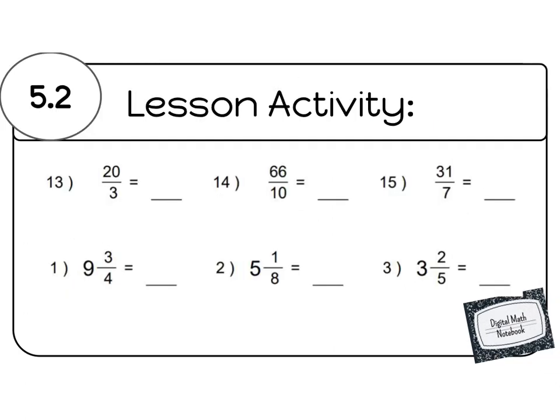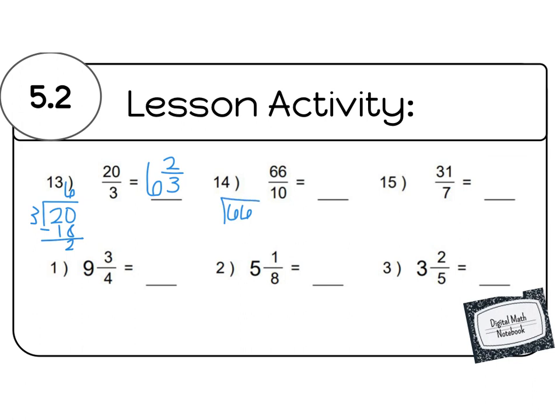All right, guys, it's time for the lesson activity. On the first row, you can see we have improper fractions that we're going to make into mixed numbers. And on the second row, we have mixed numbers we're going to make into improper fractions. Let's start on the top. We are going to divide 20 by 3. 3 goes into 20 6 times, which is 18, and I'm left over with 2. So remember, our whole number is 6. Then we have 2 leftover pieces out of 3. So that would be 6 2/3.